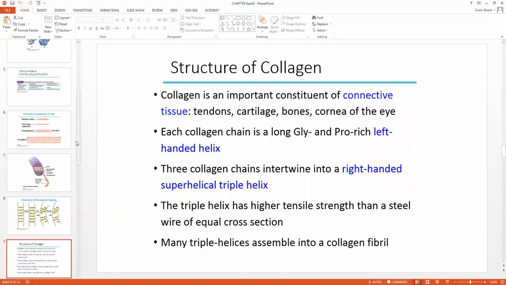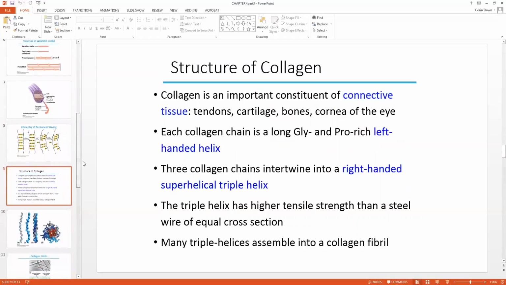Whereas if we look at the structure of collagen, this is connective tissue. You see it in tendons, cartilage, your bones, and the cornea of your eye. These collagen chains are long, glycine- and proline-rich, left-handed helices. And if you have 3 that intertwine into a right-handed superhelical triple helix, this triple helix has higher tensile strength than a steel wire of equal cross-section. So it's incredibly strong.